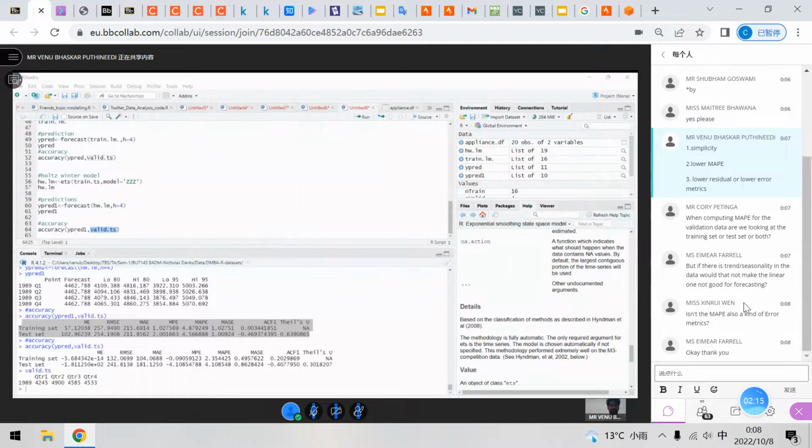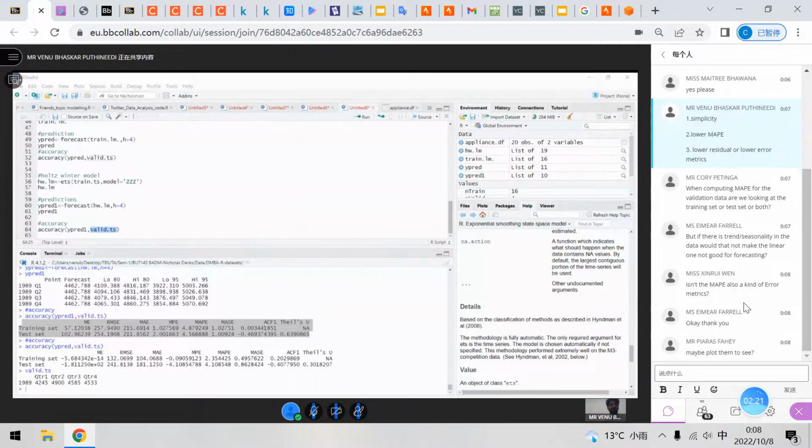So MAPE is kind of a linear metric, but when you talk in terms of residuals, as in the difference between the actual value and predicted value, then the residuals for TSLM are lower. So residuals or error metrics, you could use. That's why I just mentioned residual error metrics. Essentially they both mean the same, but talking about residuals alone is a different concept.